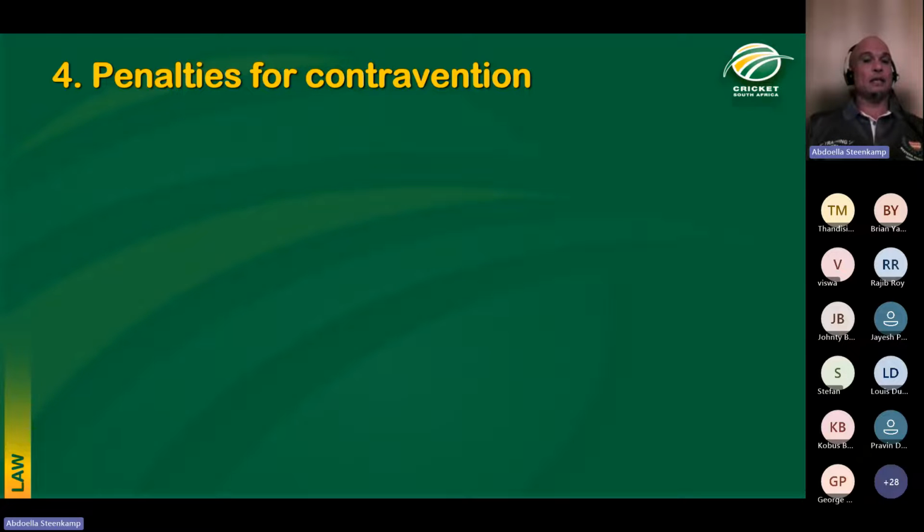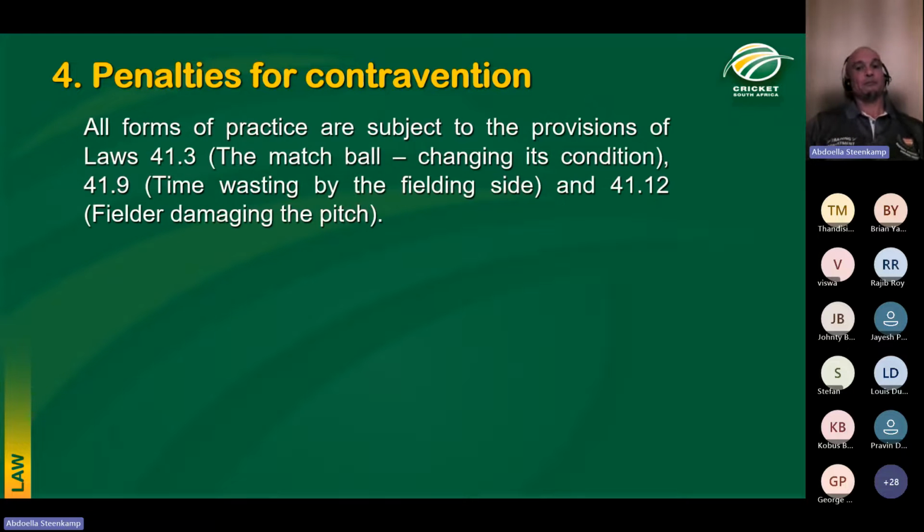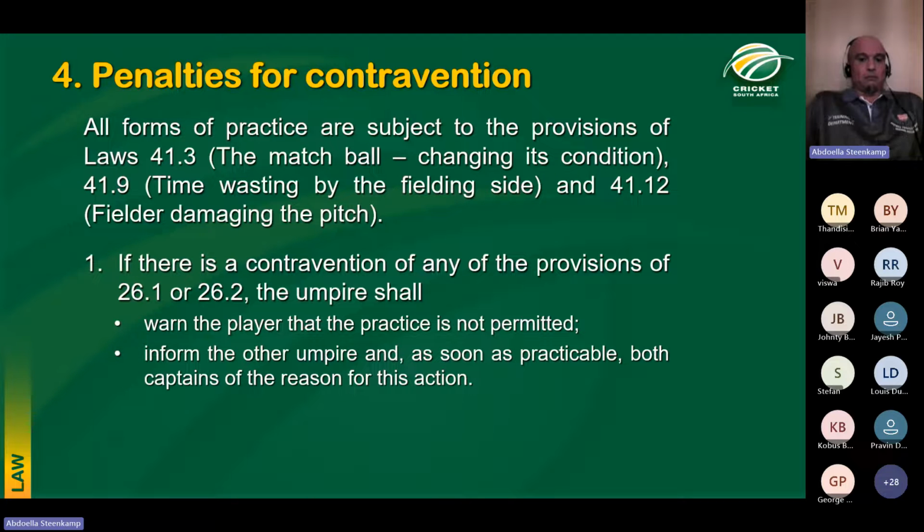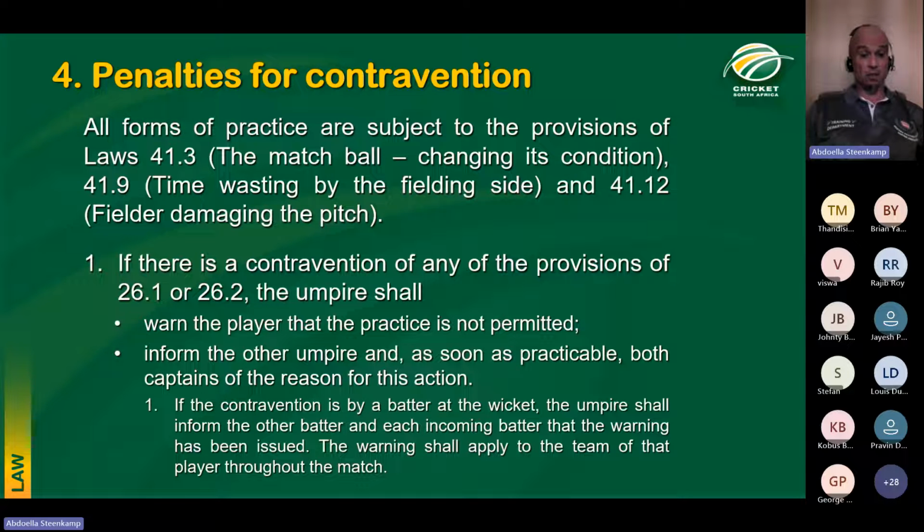So when you do see a contravention of this practice on either the match pitch or the outfield, what do you do as the umpire? First contravention, warn the player and tell the player this practice is not permitted. You'll inform the other umpire and both captains of what just happened. If the contravention is by a batter at the wicket, the umpire then informs every single batter that comes in that the team is on a first and final warning for illegal practicing.